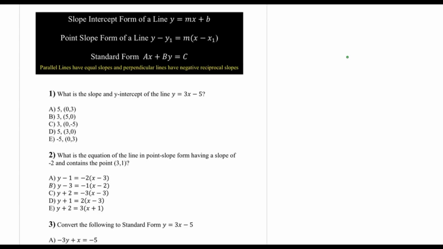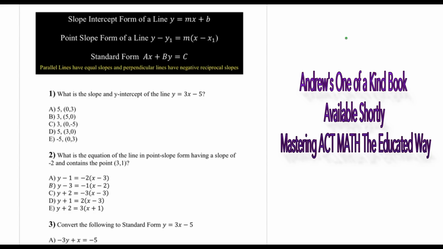Equations of lines. The slope-intercept form of a line is y equals mx plus b, where m is the slope of the line and b is the y-intercept, where it crosses the y-axis. The point-slope form of a line is y minus y1 equals m times x minus x1, where (x1, y1) is any point that's on the line and m equals the slope. The standard form of a line is ax plus by equals c. And parallel lines have equal slopes, and perpendicular lines have negative reciprocal slopes.